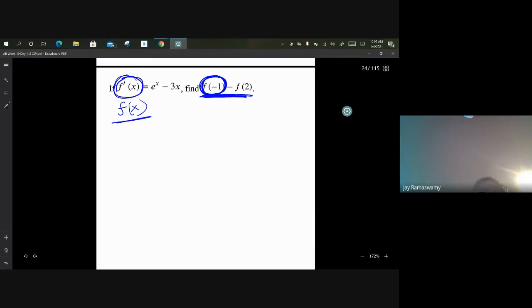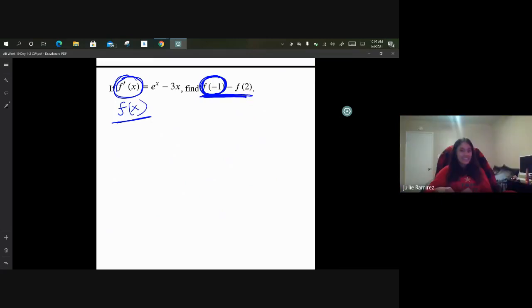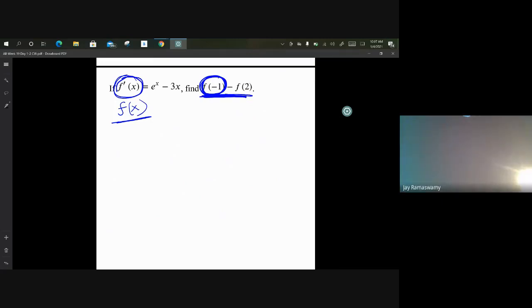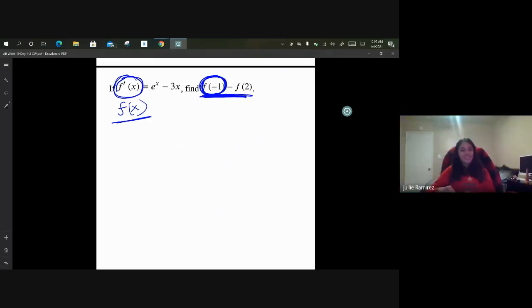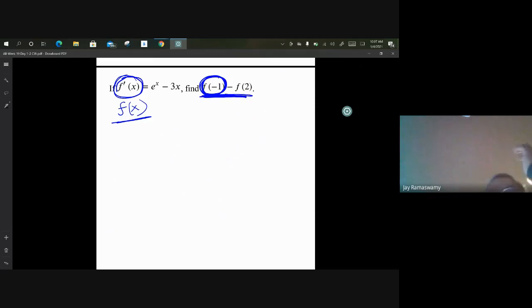But if they ask for F of -1 minus F of 2 and they give you F dash, is there a mismatch? Yes. So if there is a mismatch, are we using net change? Yes, if there's a mismatch, we are using net change. Okay, smart kids, do this yourselves.